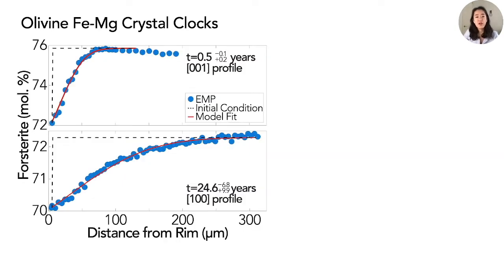Here are the shortest and longest length-scale iron-magnesium profiles we measure, represented with forsterite on the y-axis. These chemical gradients are generated by magma mixing, causing some change in condition, which is then diffusively smoothed over time. And when we model these profiles with an initial condition at the rim, we obtain records of magma mixing that extend from 25 years to just 6 months prior to eruption.